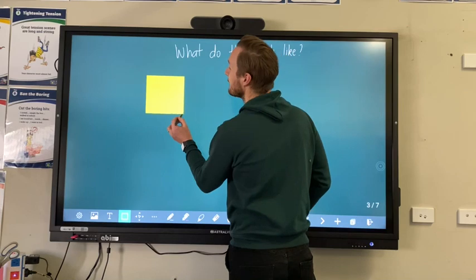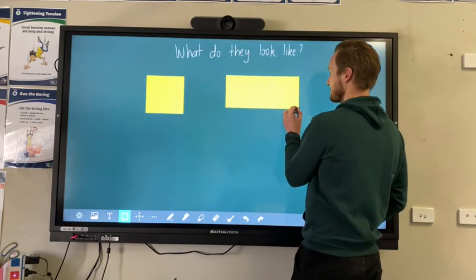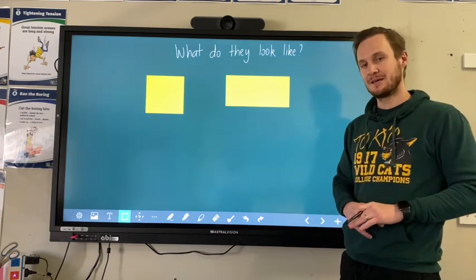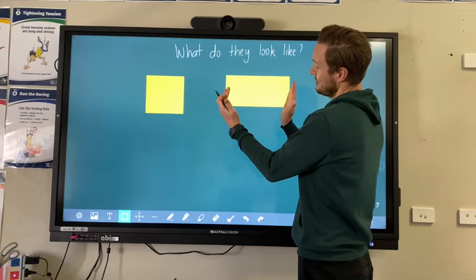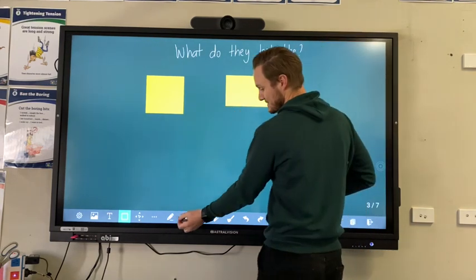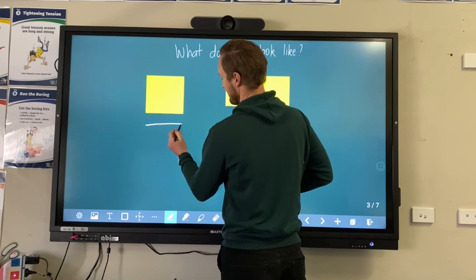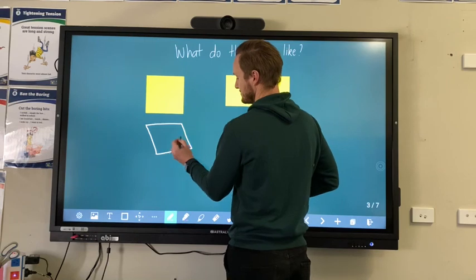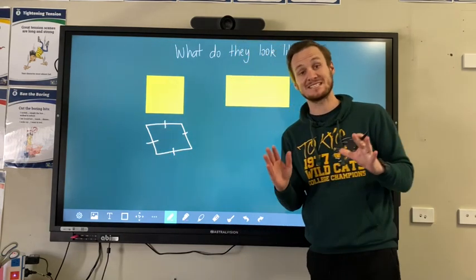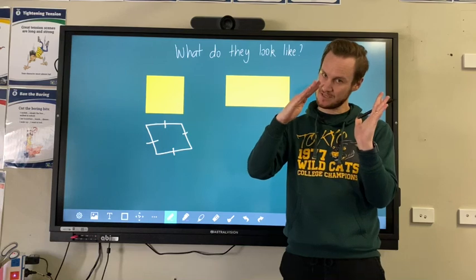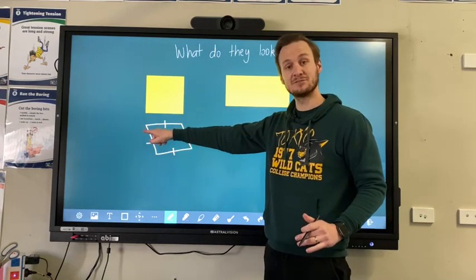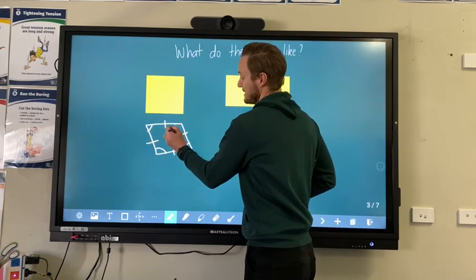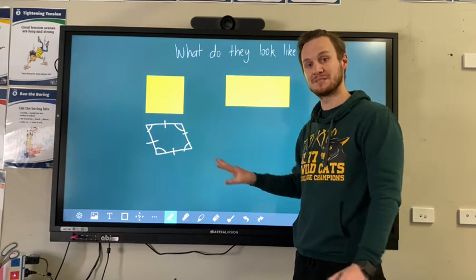Let's start with a square and a rectangle, the two most obvious quadrilaterals. But if you were to take a square and push it to the side, so you take the same sides as now, but push the sides like that, hopefully all four sides are still the same length. You've just pushed it over to the side. You've now made two acute angles and two obtuse angles. This is called a rhombus. Okay.